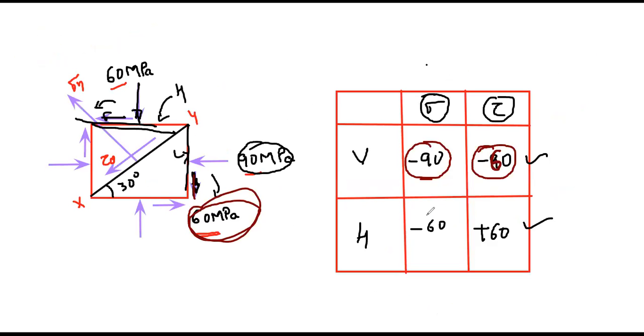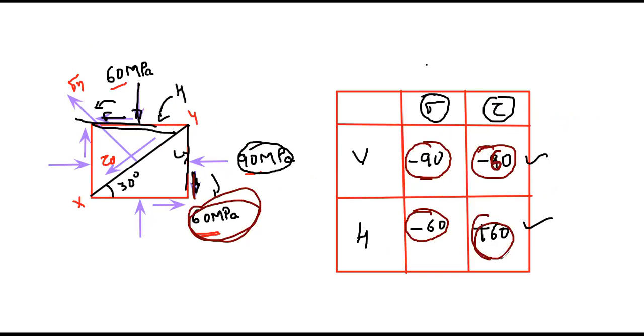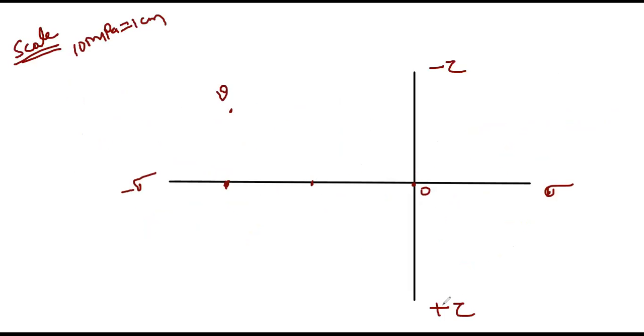Similarly, we need to draw the horizontal plane. To draw the horizontal plane, minus 60 in the sigma axis. So sigma is minus 60, somewhere 6 centimeter from here, and we have plus 60 in the tau axis. So tau plus is downward. Somewhere here we get, this is 6 centimeter. From here to here, it is 6 centimeter. So this is my horizontal plane.